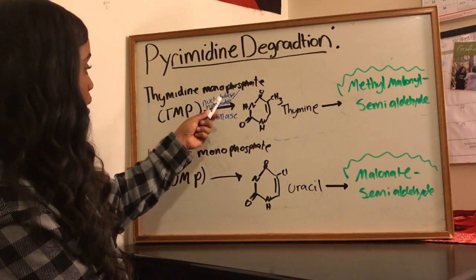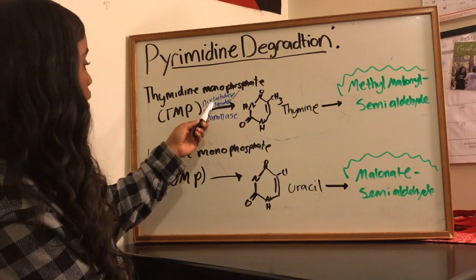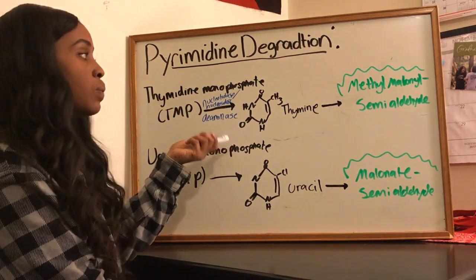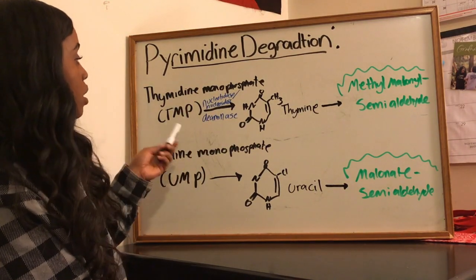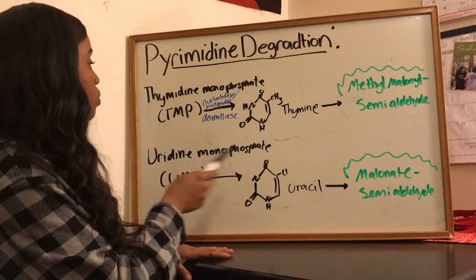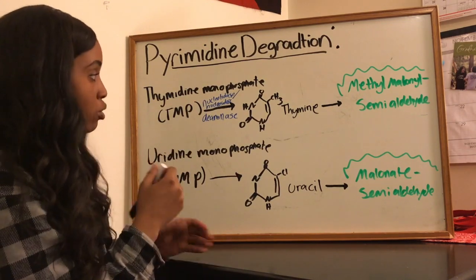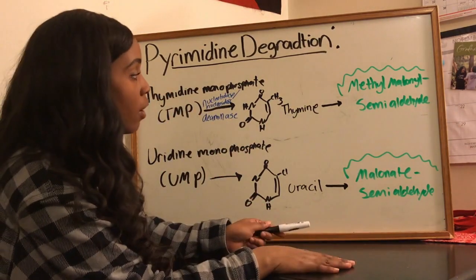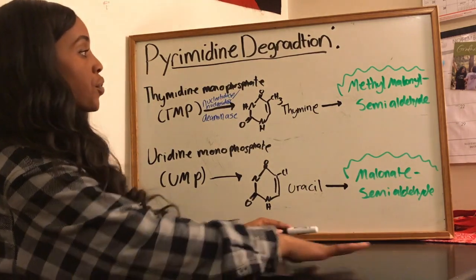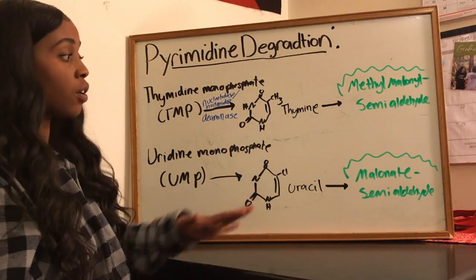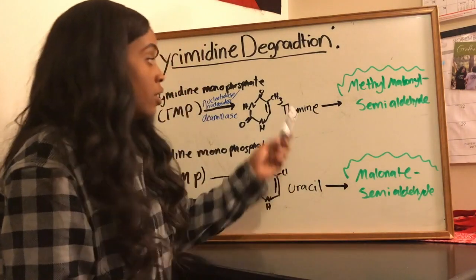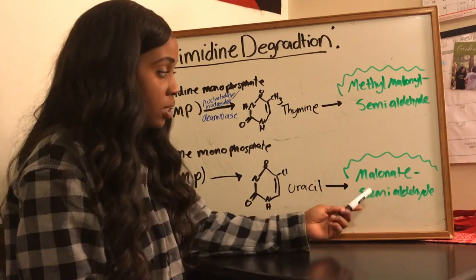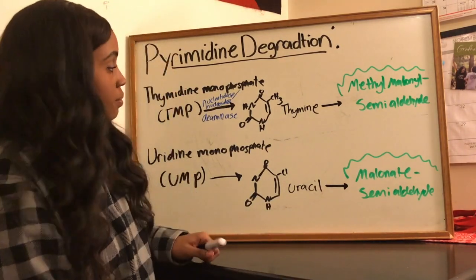And they use the same exact enzymes, nucleotidase or nucleosidase and deaminase. I know it's hard to see, but we've been through these enzymes when we went over purine degradation. Those enzymes basically just get rid of the phosphate group and the ribose sugar to leave you with your base. And then I will go over how these bases are further catabolized in their own separate pathway. Thymine produces methylmalonyl semialdehyde, and uracil produces malonate semialdehyde.